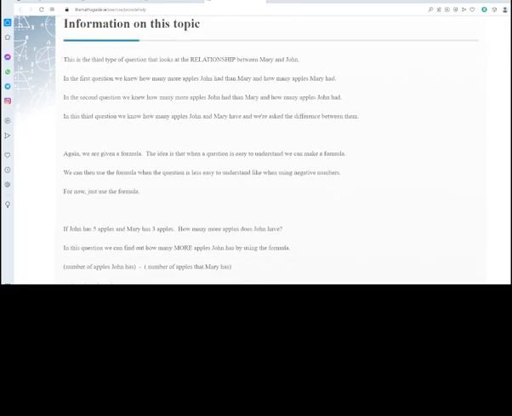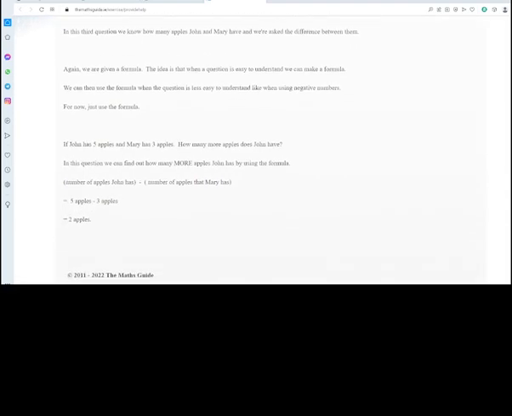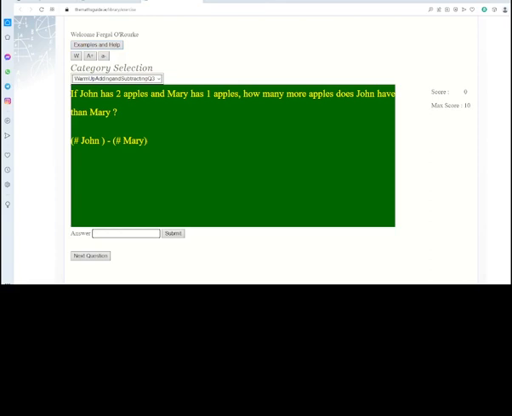So again, we're looking at the relationship between Mary and John. This discusses what the first and second questions were like, and in this third question we're asked the difference. Again, we're given a formula, and the idea again is that this is an easy question to understand, and when we have an easy question we can make a formula, and then we can use the formula in a situation where it's harder to answer it, like using negative numbers. But in this situation it's just going to be 2 minus 1 is 1. 26 minus 9 is equal to 17. 26 minus 14 is 12.